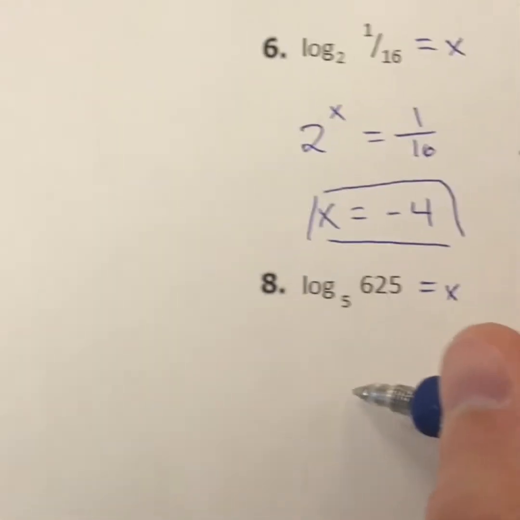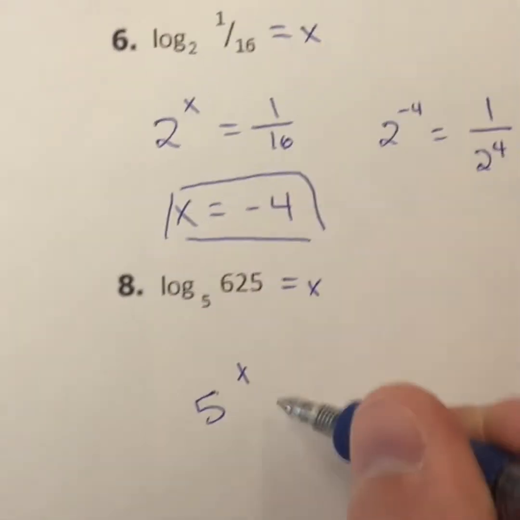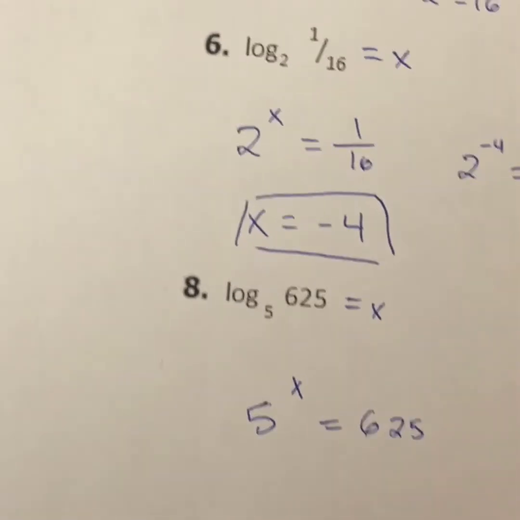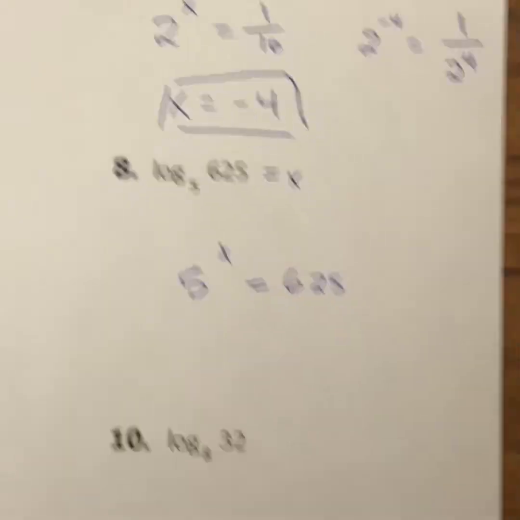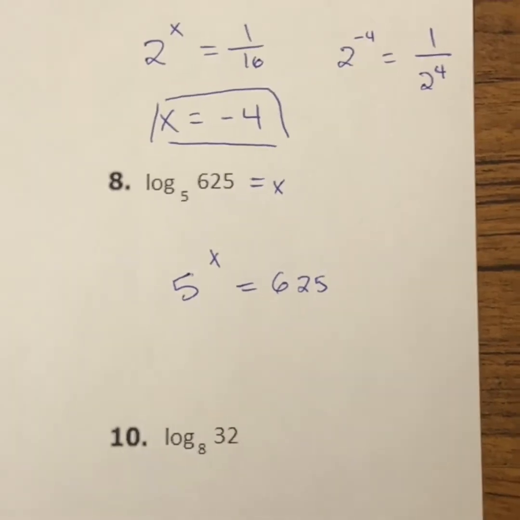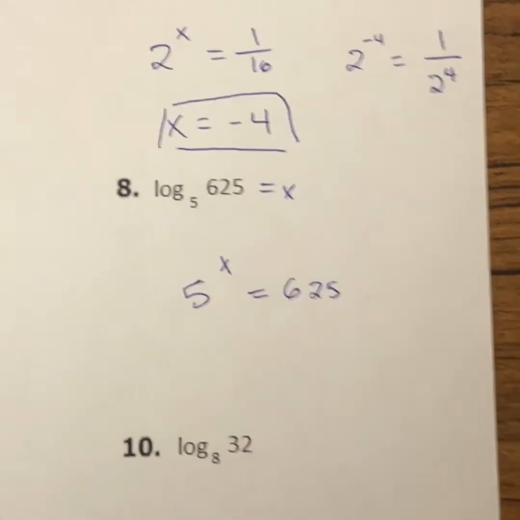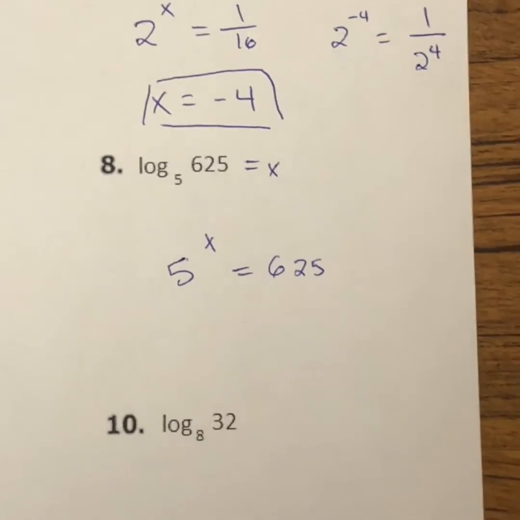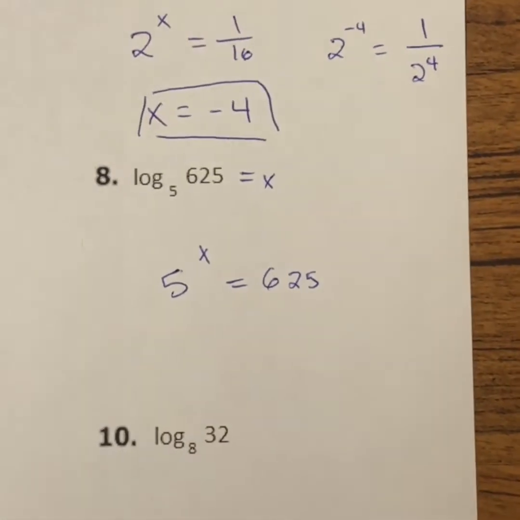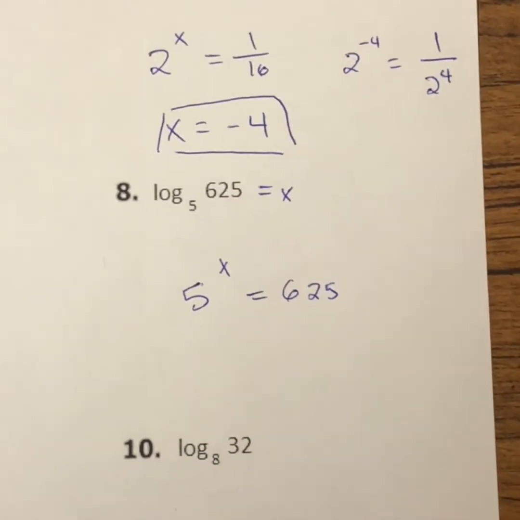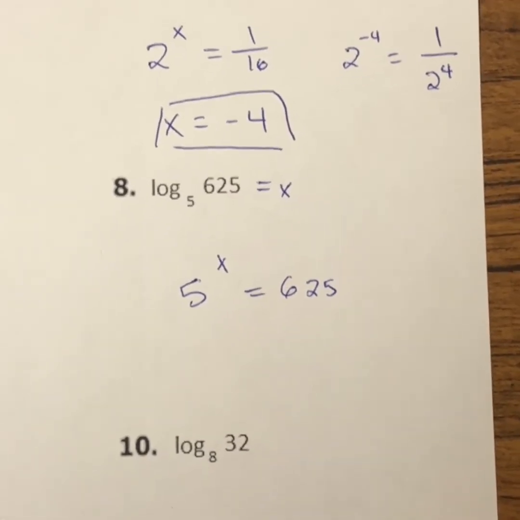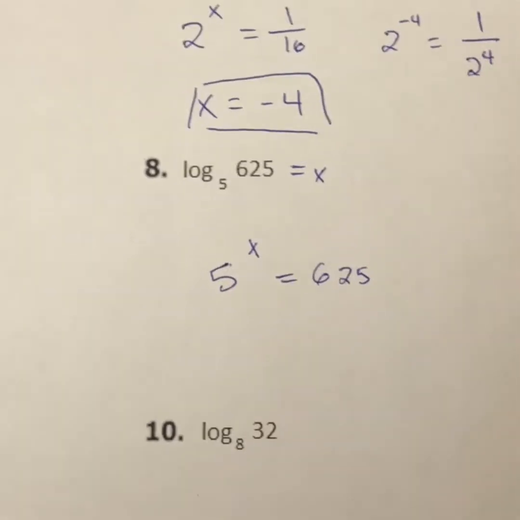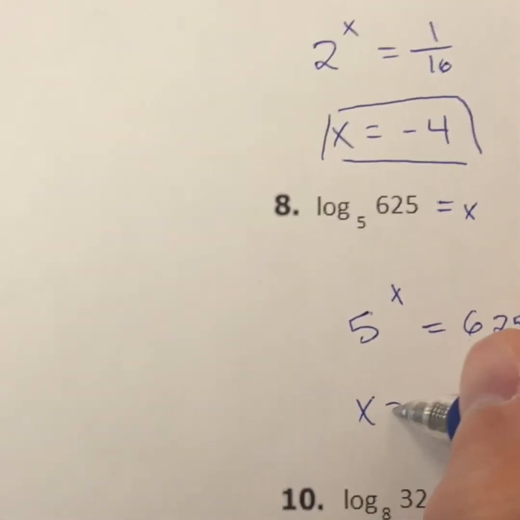So number 8, we're going 5 to the x equals 625. And now we're going either to our mental math skills or to a calculator. 5 to what power equals 625? Well, 5 times 5 is 25. 25 times 5 is 125, and 125 times 5 is 625. So that's going to get you 5 to the 4th power. So 5 times 5 times 5 times 5 gets you 625. So x equals 4.